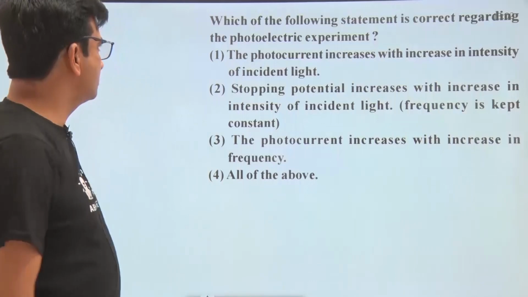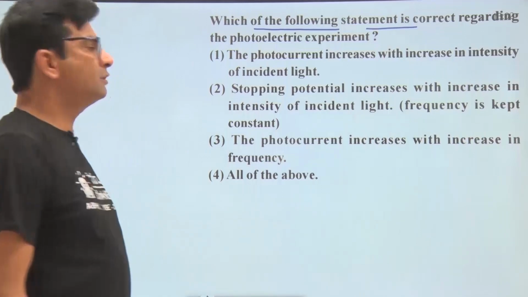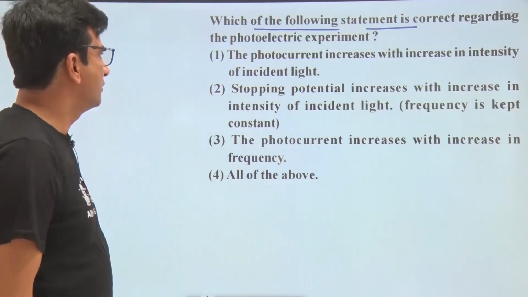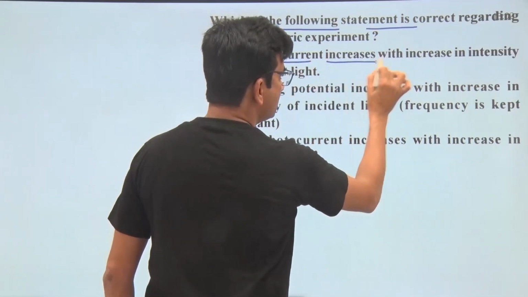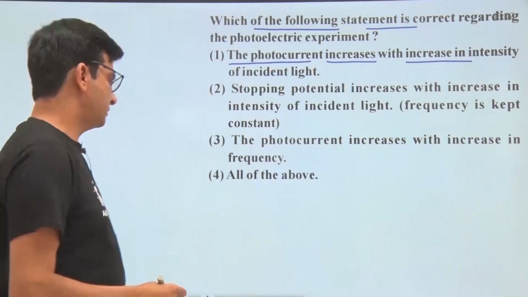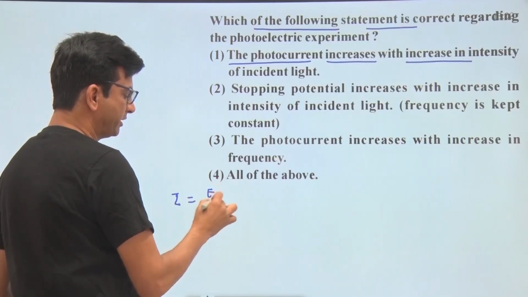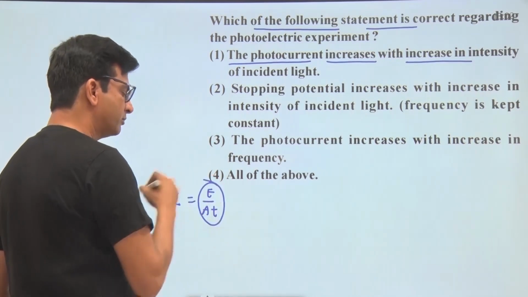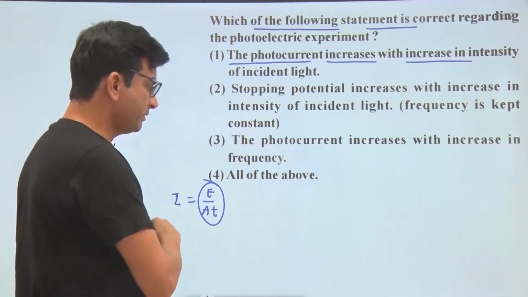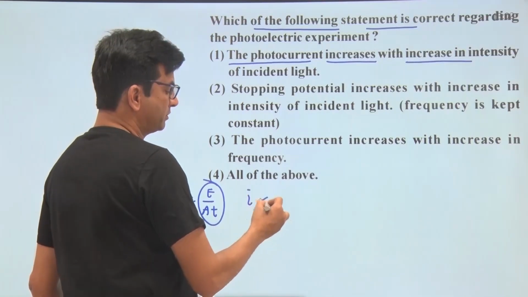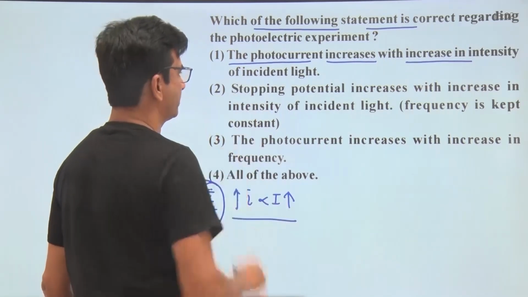Hello guys, let us solve this question. Which of the following statements is correct regarding the photoelectric effect? Now the first statement is that the photocurrent increases with an increase in intensity. Yes. Intensity is energy per unit area per unit time, that is the energy of photons. So whenever the number of photons increases, intensity increases, and current is proportional to intensity. Whenever intensity increases, photocurrent will also increase. So the first is the correct option.